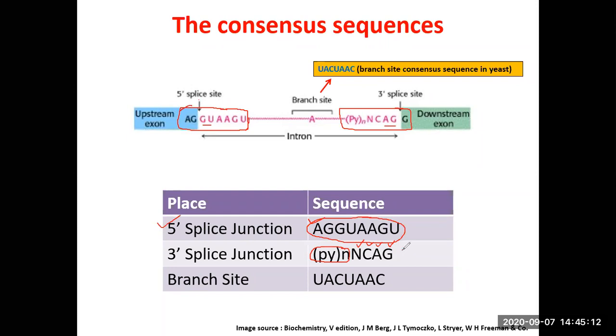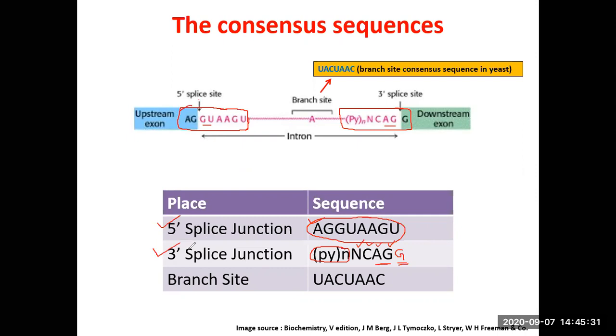Actually, there should be one more G here. This is the consensus sequence. AG are the two last nucleotides of the intron and this G is of the downstream exon. Okay, so this is the consensus sequence at the 3' splice junction.